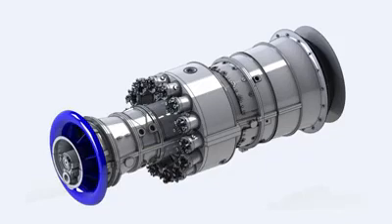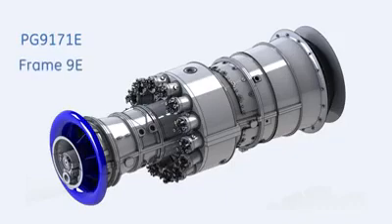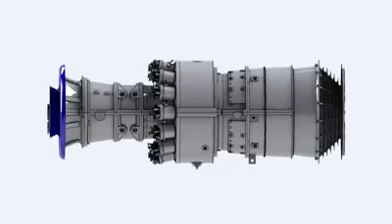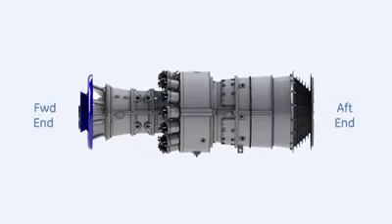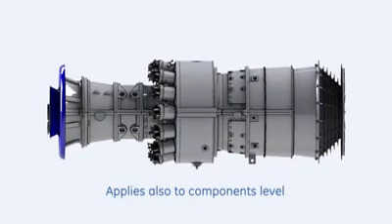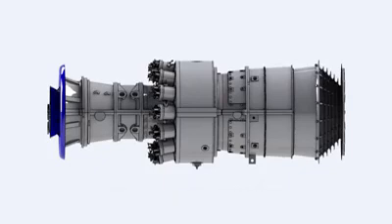This gas turbine is also known as PG9171E or Fr9. Throughout this video, the air inlet of the gas turbine is considered to be the forward end, and the gases exit is to be the aft end. The forward and the aft of each individual component are defined in the same manner.